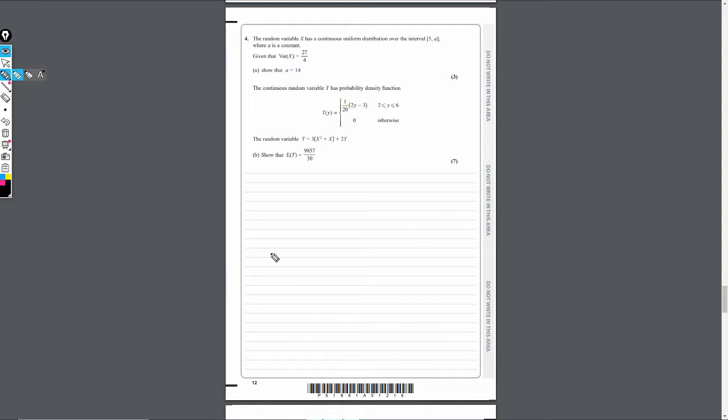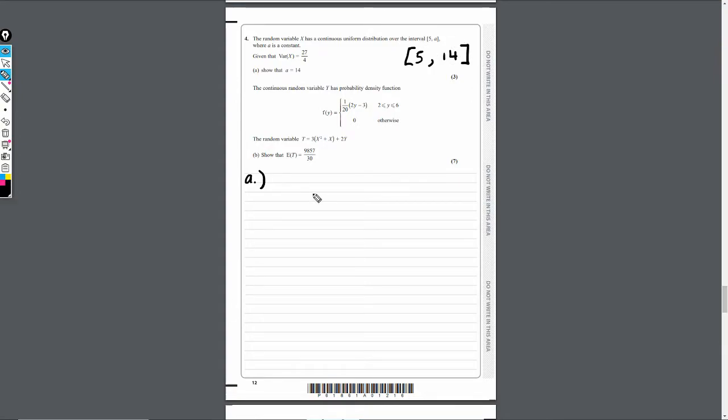So part A begins with the continuous uniform distribution, and it tells us that the variance of x is equal to 27 over 4, and we have to show that a is equal to 14. So a here is the upper limit of the interval. What it's saying is that the interval is 5 to a, and we've got to show that a actually is 14.